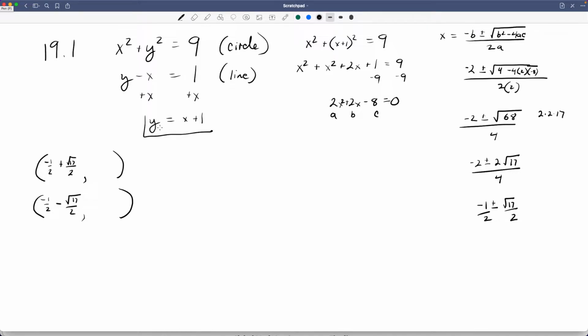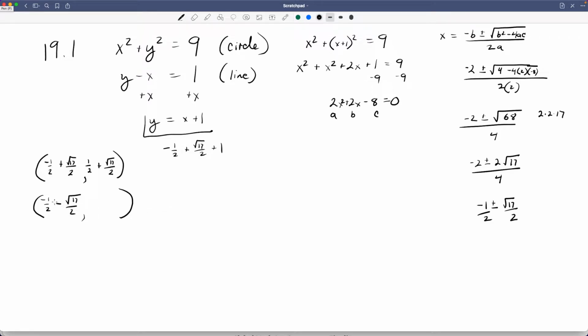So it makes sense to use that. So I'm going to put the value of x here: -1/2 plus the square root of 17 over 2, plus 1. So my answer to this, 1 and a -1/2 leaves a +1/2 plus the square root of 17 over 2.